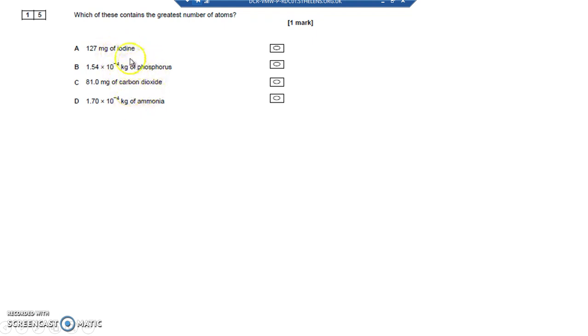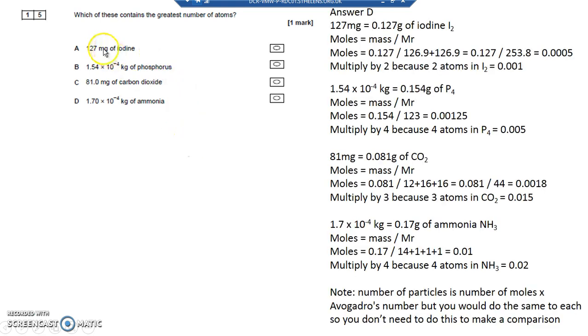Once I've got the number of moles, I could multiply each of them by Avogadro's number to work out the number of particles that I've got, and then if I look in each particle or molecule, I could look at the number of atoms and multiply that up. Okay, let's have a look first of all.